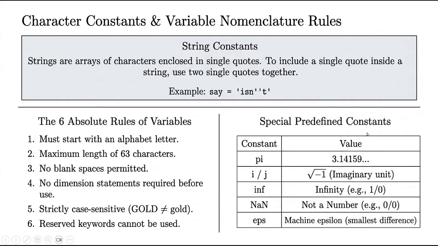So these are the predefined constants. We'll be coming to everything in a while. It will be very easy for you to understand once we solve these examples in the command window, right?